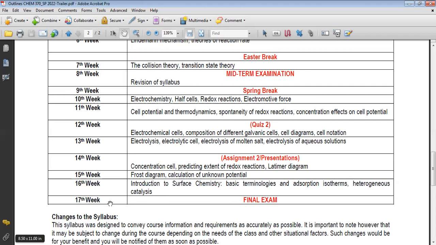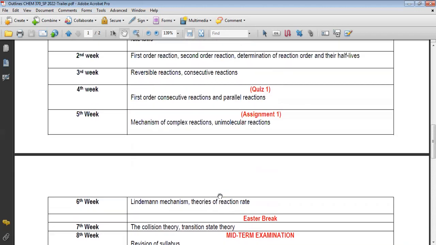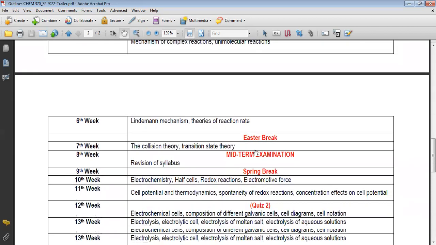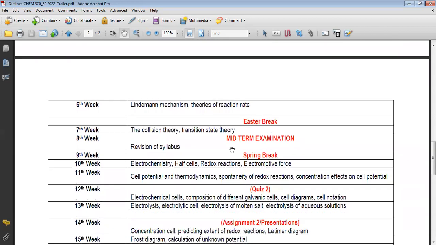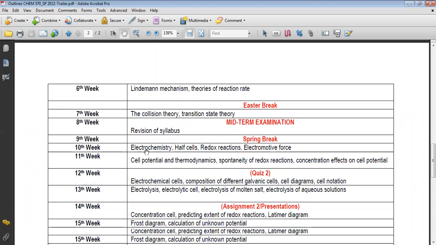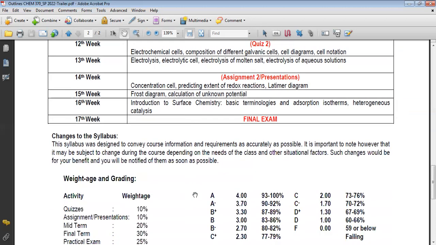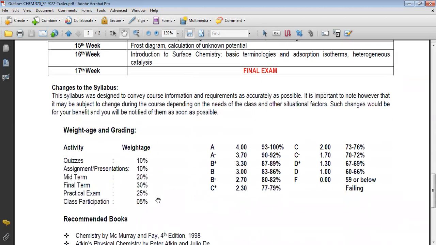In the 17th week, you have your final exam, and your schedule of assessment is also mentioned over here. Starting from the 4th week, you have quiz 1, in the 5th your assignment 1, and then you have the Easter break. Your midterm examination will be in the 8th week, and then you have the spring break. Your quiz 2 will be in the 12th week, and your assignment 2, or maybe I will arrange presentations, will be in the 14th week.